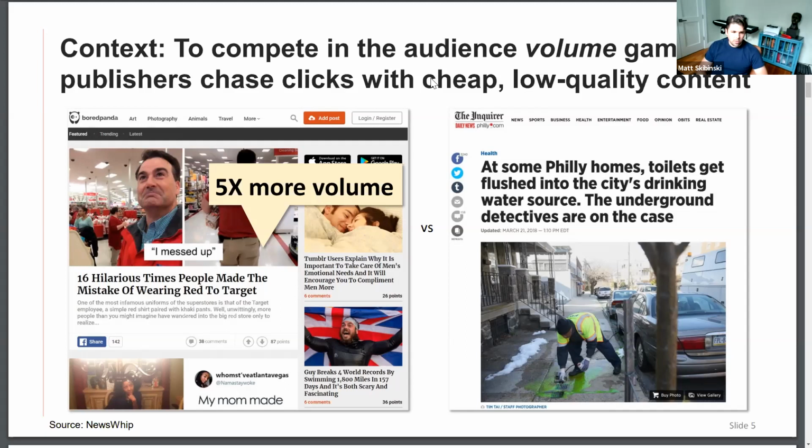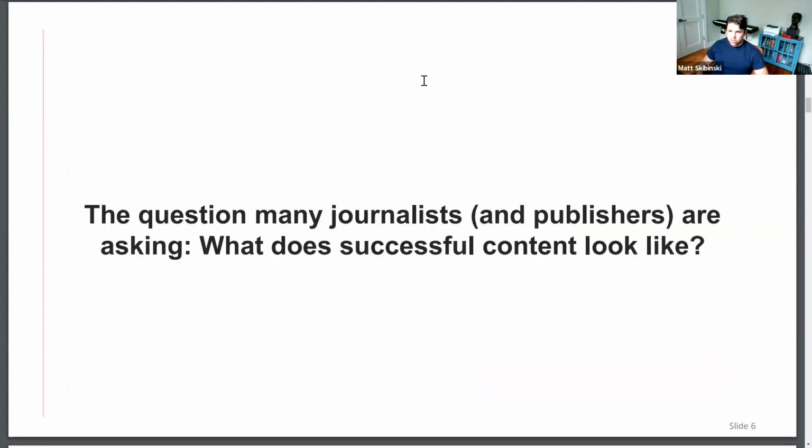And if you're looking from a pure page view perspective or even social engagement perspective, the silly article about pictures of people wearing red at Target gets vastly more page views and more interactions online. And so the question, as a result of all of that context, that many journalists and publishers are asking is, what does successful content look like in a digital world?